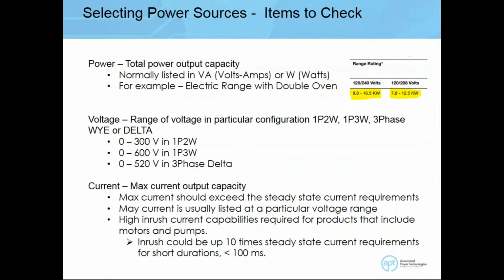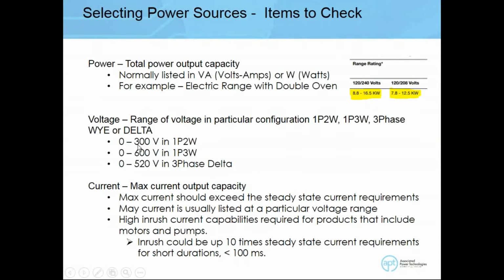but if you had a simple example of a vacuum, it may need maybe 500, 600 VAs. At that point, you still need to make sure the power requirement of the product is met by the output of the power source. You will also see the voltages.